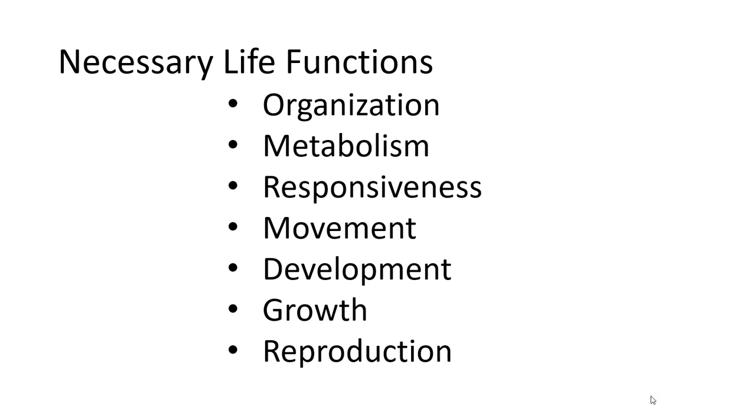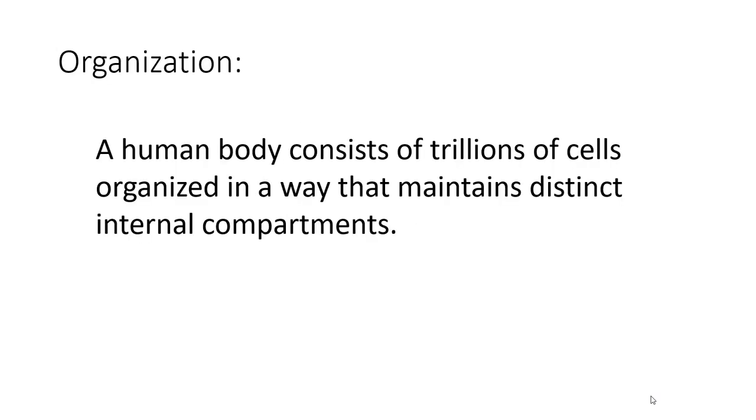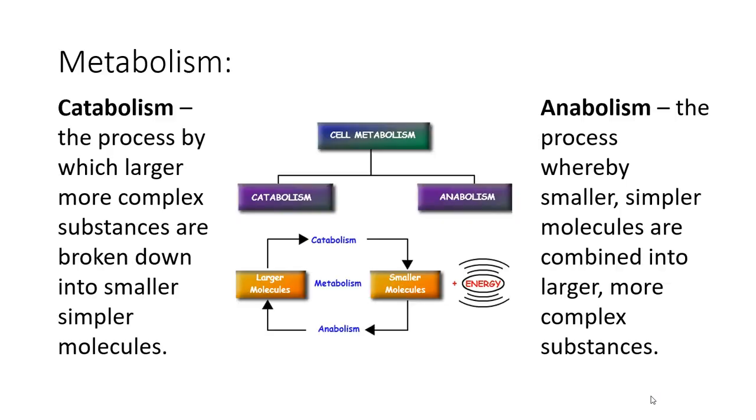And reproduction is going to be regulated both at a cellular level and an organism level. Mitosis and meiosis are some of the body systems that maintain our ability to grow and reproduce. And so then as we go on through the slides, it talks more specifically about each of those categories that I just went through. So organism, again, is a human body that consists of many cells that maintain distinct internal and external components.